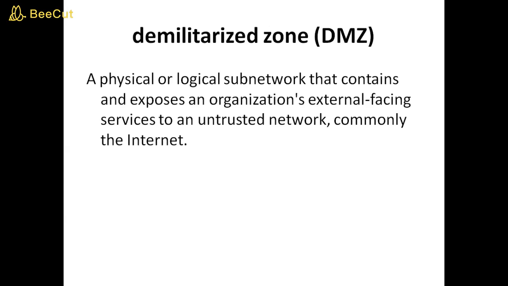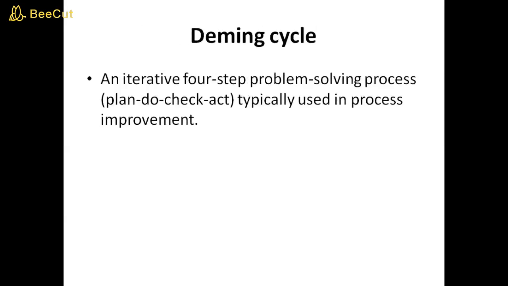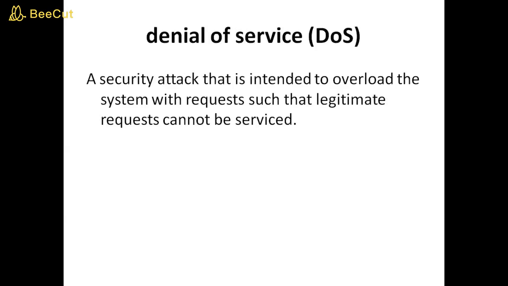Demilitarized zone, DMZ. A physical or logical subnetwork that contains and exposes an organization's external facing services to an untrusted network, commonly the internet. Deming cycle. An iterative four-step problem solving process, plan, do, check, act, typically used in process improvement. Denial of service, DoS. The security attack that is intended to overload the system with requests such that legitimate requests cannot be serviced.